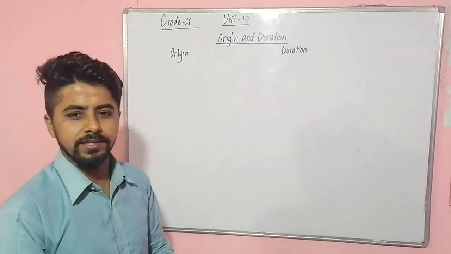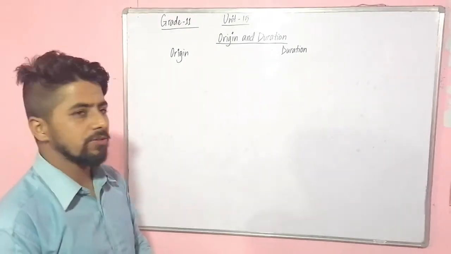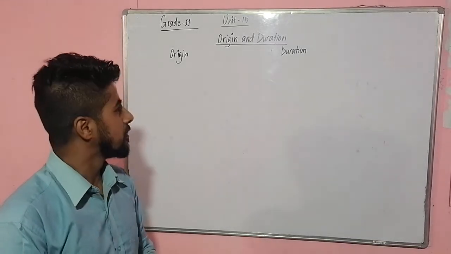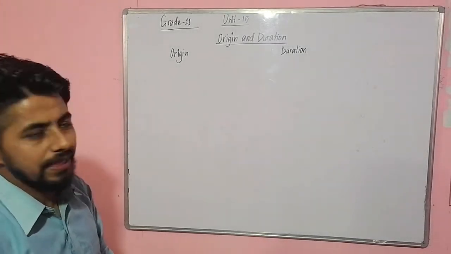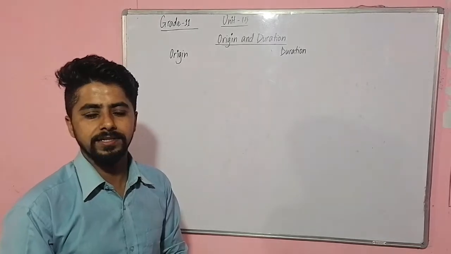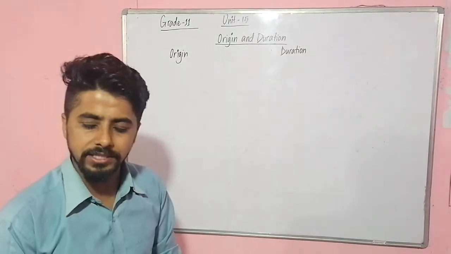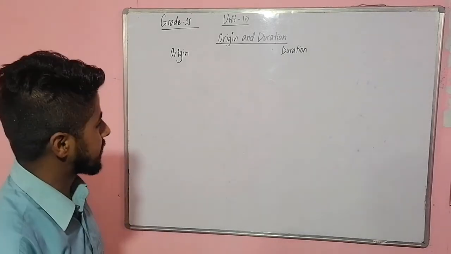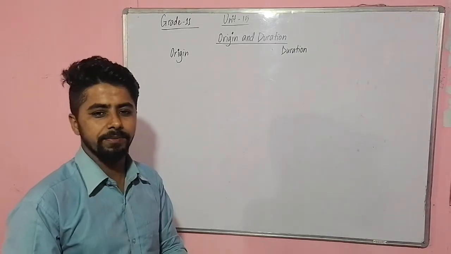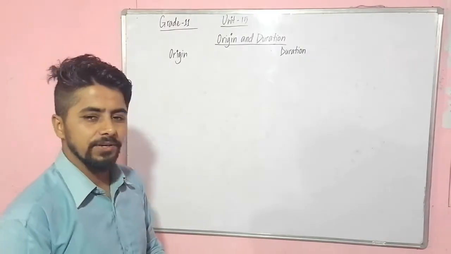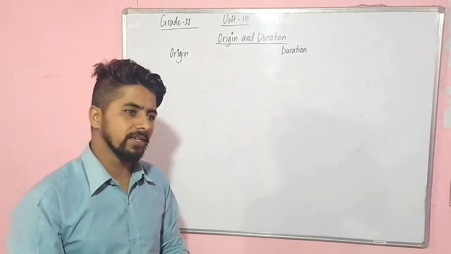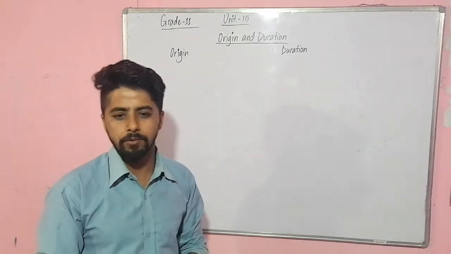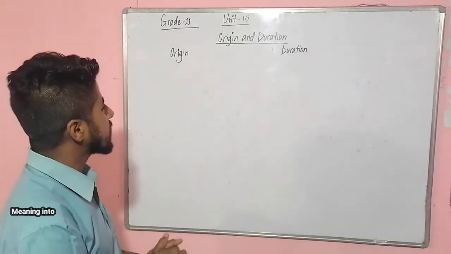Today I'm here with origin and duration, which is in unit 15 of Meaning into Words, grade 11. So in today's class, we will gather some knowledge regarding origin and duration, and I will try my best to give some information regarding it and what sort of questions will be asked from this unit in your examination. And pay more attention to this unit because it is one of the most important units for your board exam also.